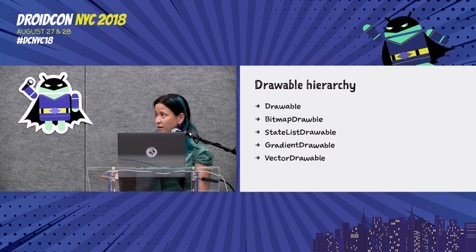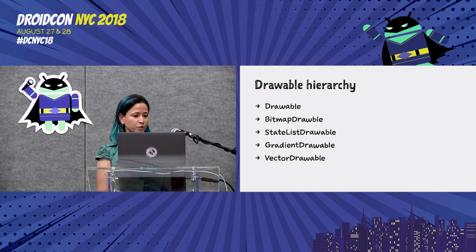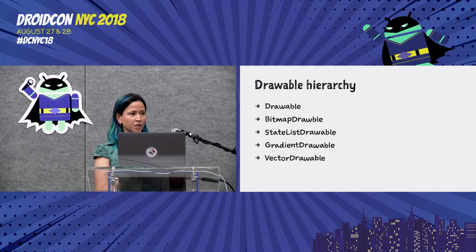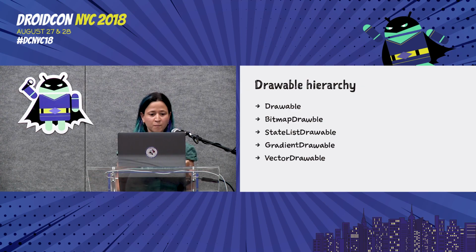And like I said, there are concrete classes that derive from the drawable class. Some of them that I've mentioned or that I will discuss a little more are the bitmap drawable, which is basically a bitmap that we added to our project. We have a stateless drawable, where you can specify different bitmaps to display in case there's a different state on that drawable. It's basically a state machine. There's also a gradient drawable, and we already discussed the vector drawable.